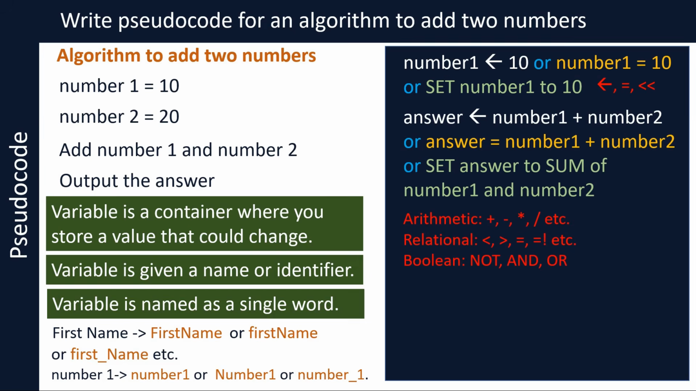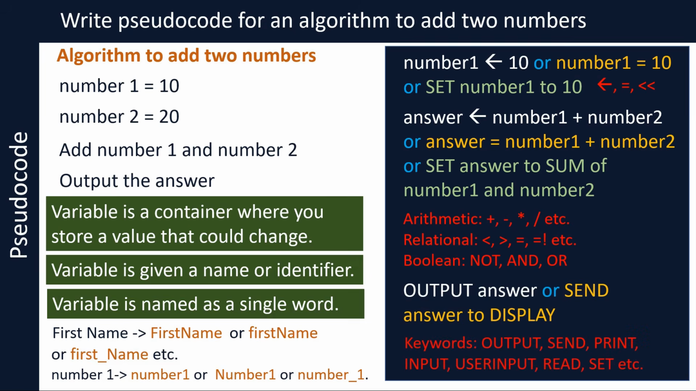Finally, the step where we output the answer could be written as follows. Pseudocode often uses several keywords to indicate inputs, outputs, and processes. Typically, these are written in uppercase, like the keyword OUTPUT we have used here. A few examples are output, send, print, input, user input, read, set, etc.